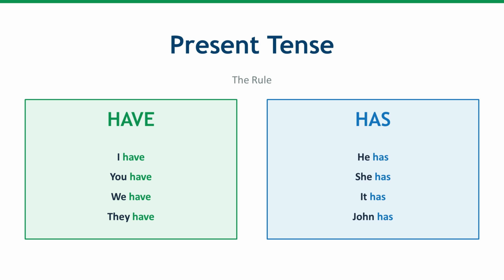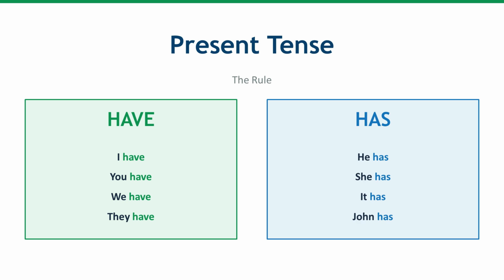Now let us understand the present tense of the verb to have. The rule is very simple. We use have with the pronouns I, you, we, and they. And we use has with the pronouns he, she, and it. We also use has with singular names like John or phrases like my brother. So remember, have goes with I, you, we, they. And has goes with he, she, it, and any single person or thing.